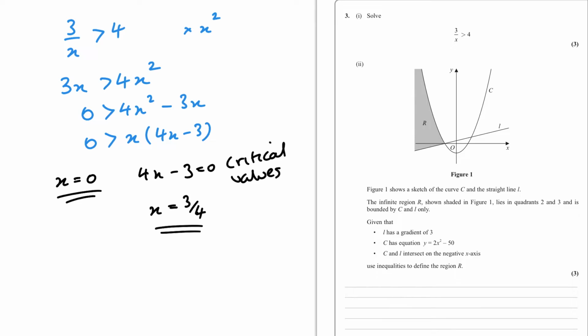Now, if I go back to the original, this was an x squared graph, so we'll go with positive x squared through 0 and through 3/4, and we want it to be less than 0. So we want this section here. So what we're actually looking at is where x is greater than 0 but less than 3/4. And that is then the first part done, so part 1.